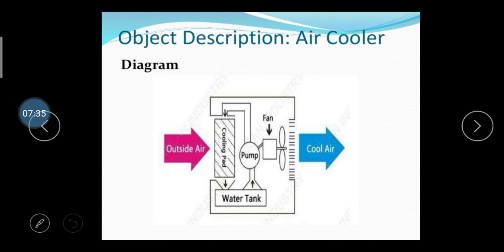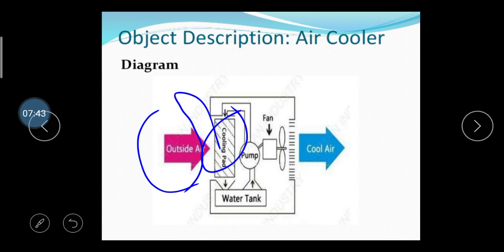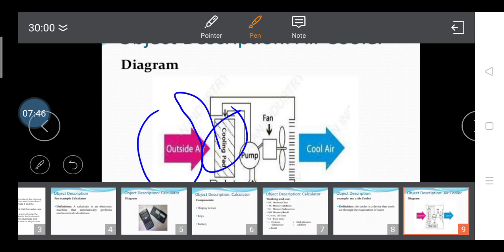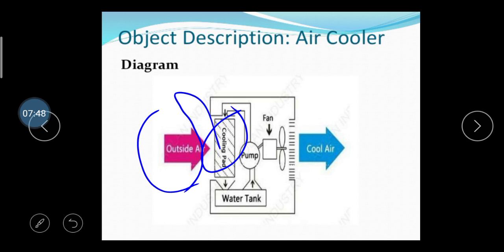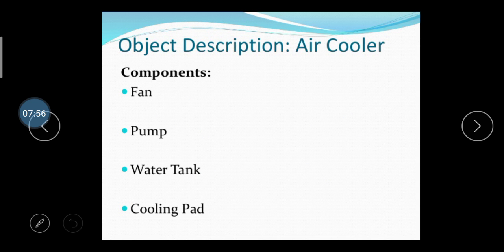In the second slide you can see that first of all outside air enters the cooling pad, and then through the pump and fan the water tank is working, and the warm air is converted into cool air. Then, what are the components of the air cooler? First of all, fan, pump, water tank and cooling pad.